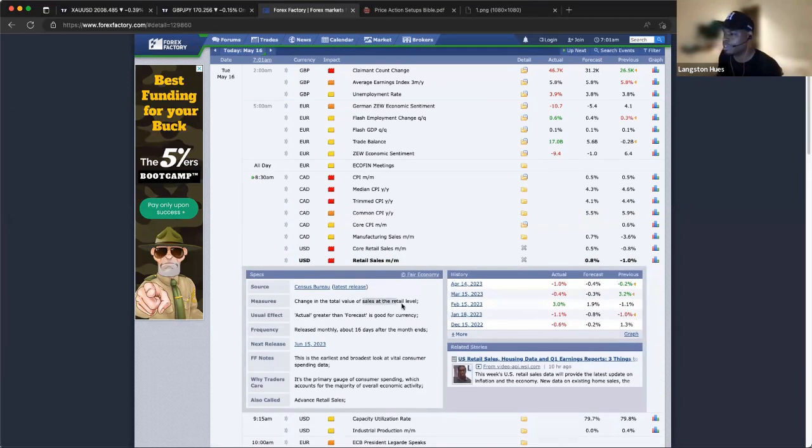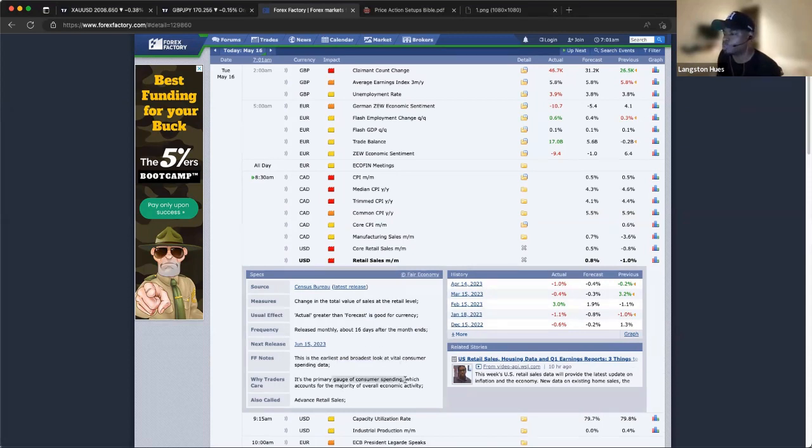Change in total value of sales at the retail level. So I believe this should include automobiles, right? Actual greater than forecast is good for currency. So same, the actual greater than the forecast is good for currency. Released monthly about 16 days after the month's end. So same as the core retail sales. This is the earliest and broadest look at vital consumer spending data.